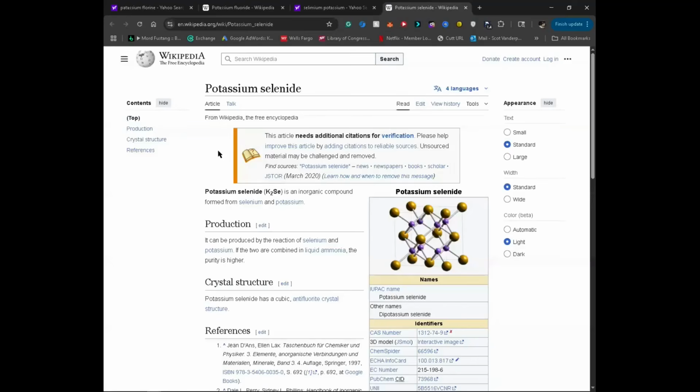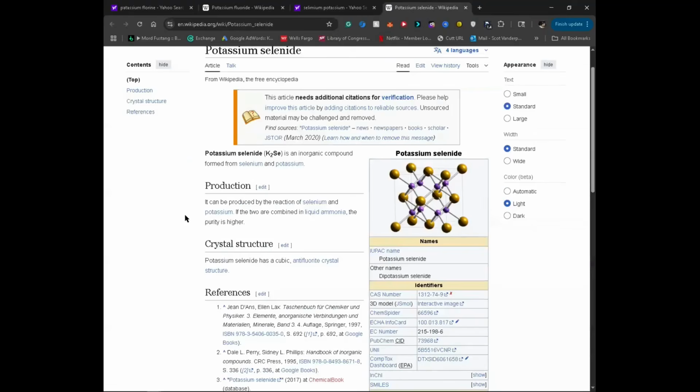Is it there? Let's see. Does it say what the formula is? Let's see. Yep, there it is. K2Se. That means 2 potassiums and 1 selenium. Boom. And you never see that on a normal chart, a normal periodic table, because they have it all messed up. Right. That's the other thing.